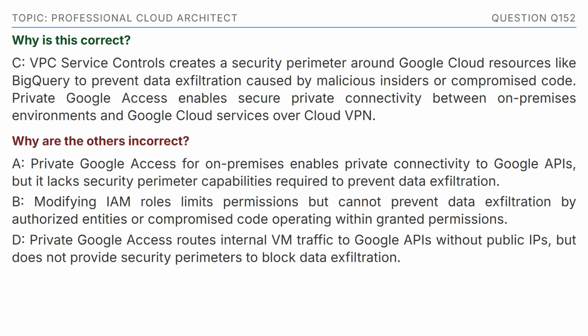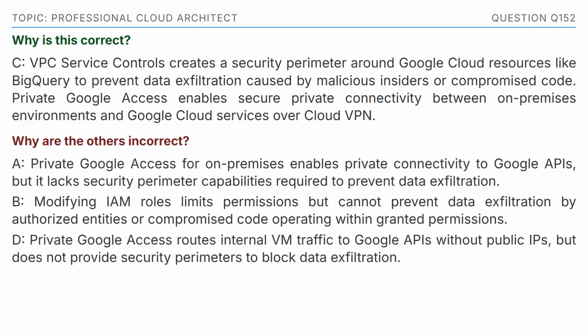Why is this correct? C. VPC Service Controls creates a security perimeter around Google Cloud resources like BigQuery to prevent data exfiltration caused by malicious insiders or compromised code. Private Google Access enables secure private connectivity between on-premises environments and Google Cloud services over Cloud VPN. Why are the others incorrect?